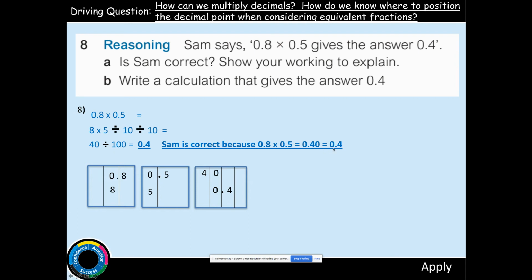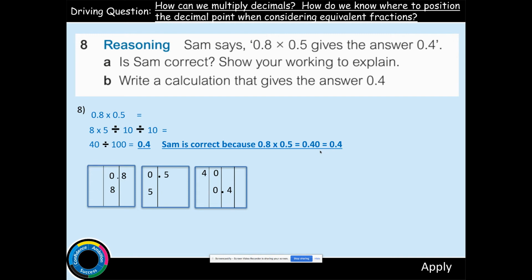Okay, and then any kind of calculation would have done for the last one just to show that answer. Oh, I can go back. Okay, write a calculation that gives the answer 0.4. So just write that in your paper. Yeah, there could be various different things there.